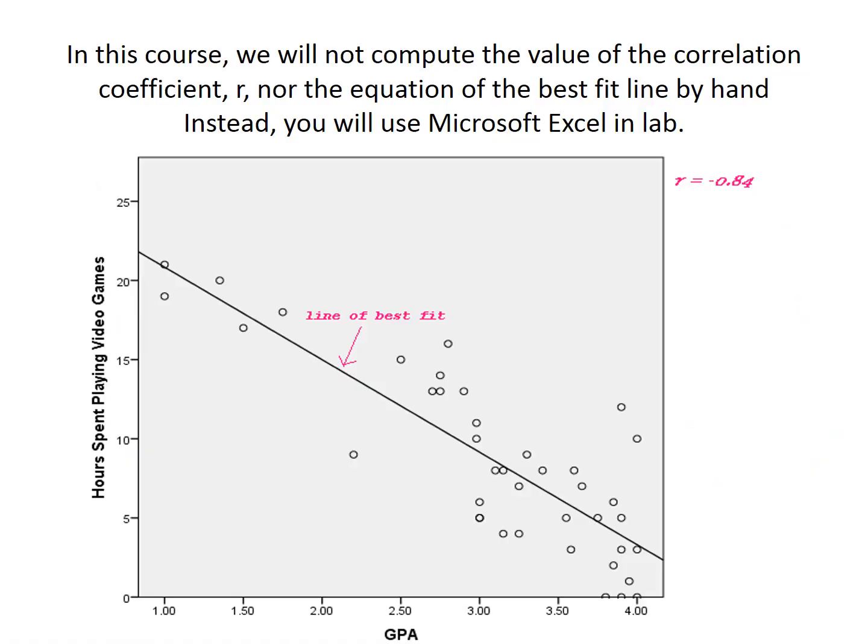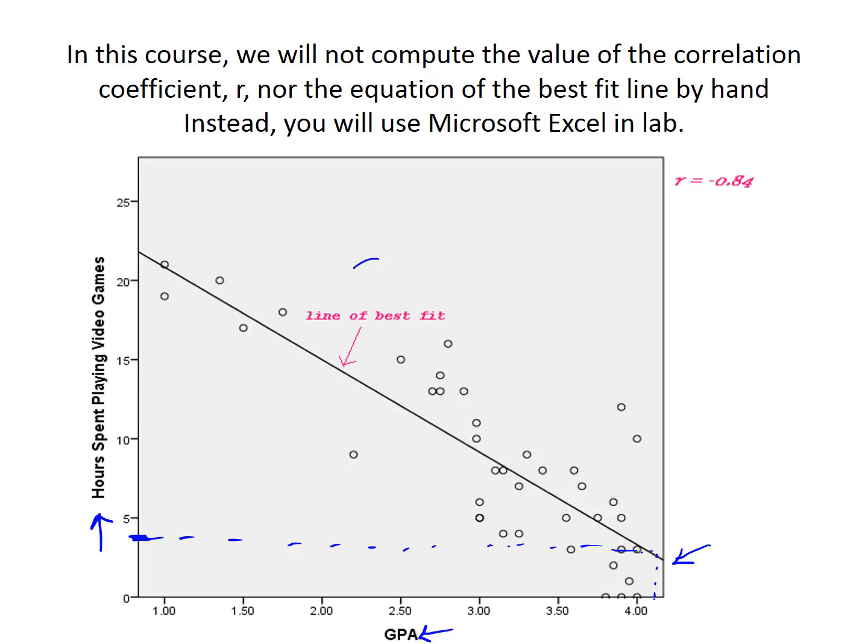In this course, we will not compute the value of the correlation coefficient R, nor the equation of the best fit line by hand, but instead in lab you will actually use Microsoft Excel to compute the value of R. So if you look at this here, this is GPA and hours spent playing video games. We expect that low hours spent playing video games means a higher GPA.